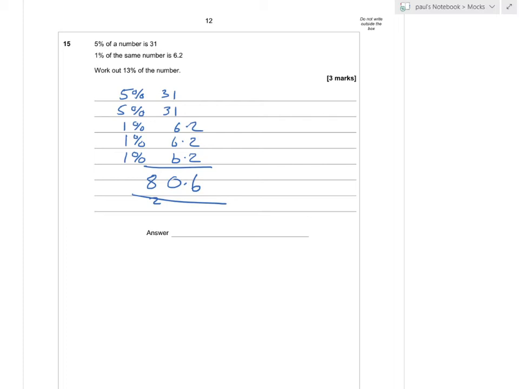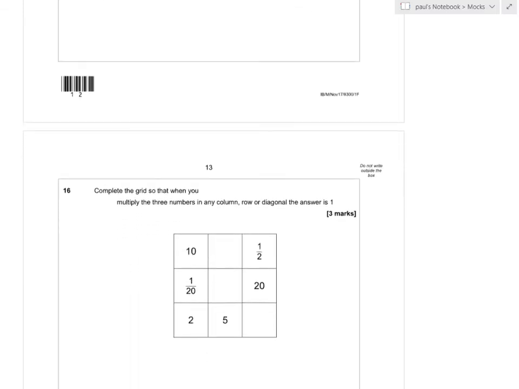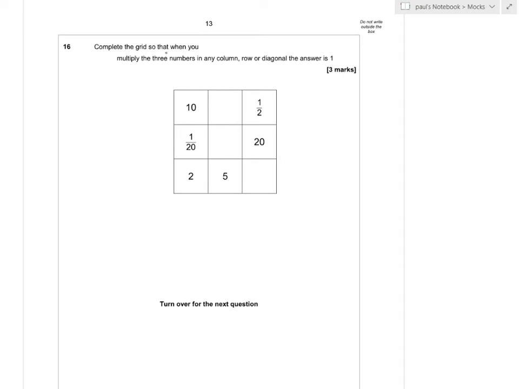Okay, so now we go to the next question, which is: complete the grid so that when you multiply the 3 numbers in any column, row, or diagonal, the answer is always 1.